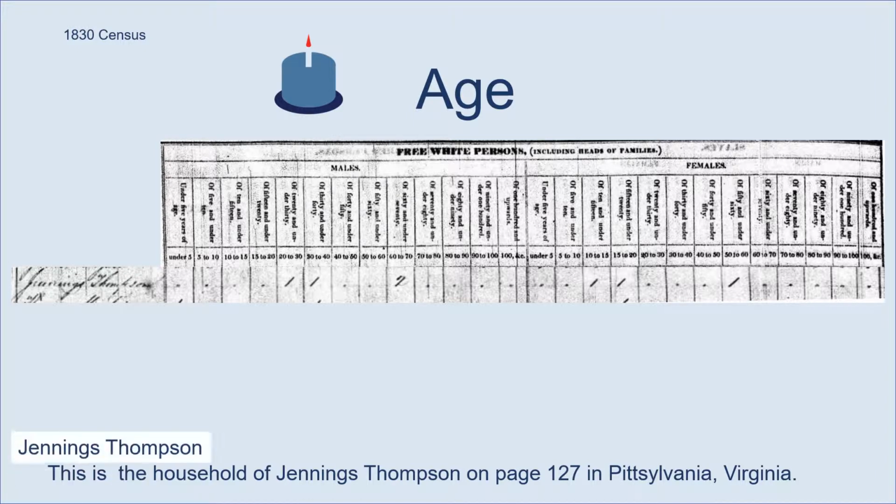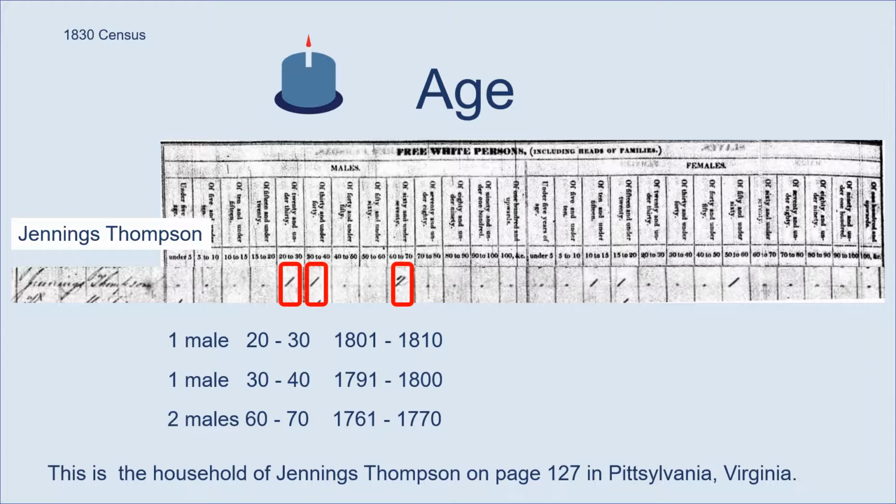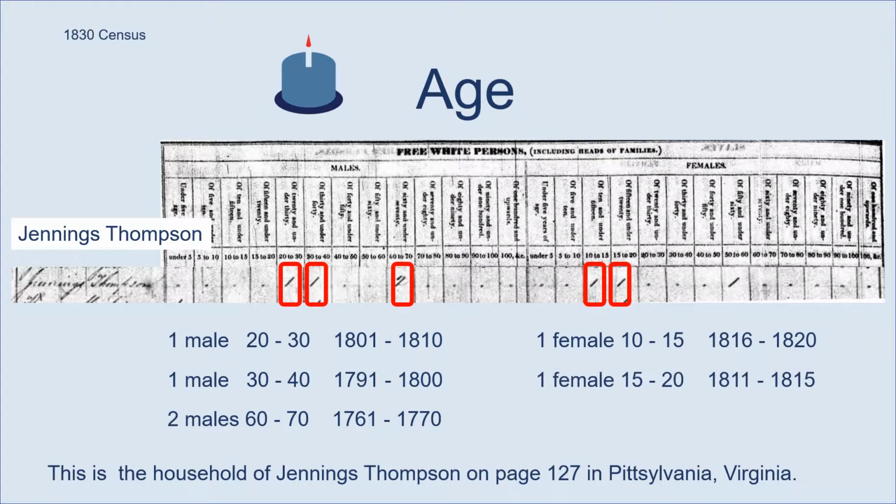This is the household of Jennings Thompson on page 127 in Pennsylvania, Virginia. One male, 20 to 30, born 1820 to 1811. One male, 30 to 40, born 1810 to 1801. 2 males, 60 to 70, born 1780 to 1771. 1 female, 10 to 15, born 1830 to 1826. 1 female, 15 to 20, born 1825 to 1821. And 1 female, 50 to 60, born 1790 to 1781.